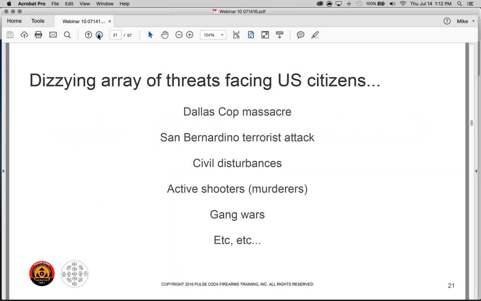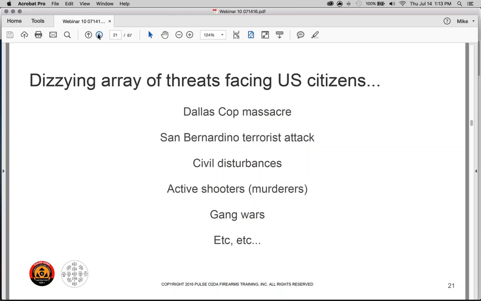As to the threats, we are facing literally a dizzying array of threats here in the U.S. and abroad. Back to my opening comments, when we started putting this together in April, there's no way that we could envision, there's no way that we would have thought that anything like the Dallas cop massacre would have happened. The San Bernardino terrorist attack is from the traditional playbook. The civil disturbances, however, that we're starting to see primarily from the Black Lives Matter movement is very disturbing to us from the standpoint of what their objectives are and the means that they're going about in order to accomplish those objectives.